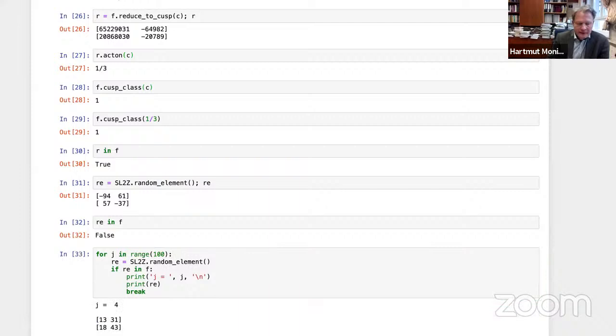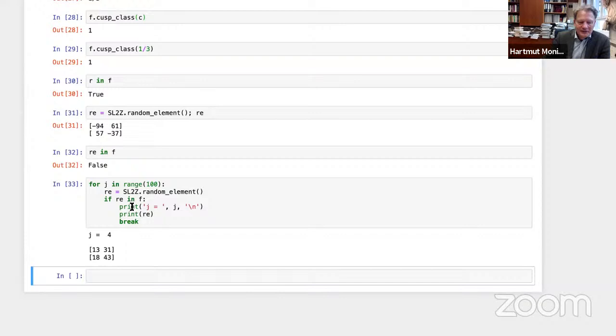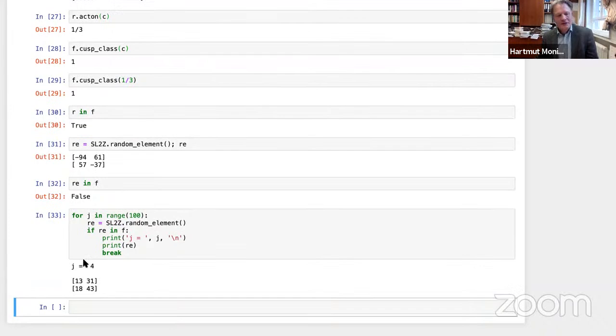Okay, here. So what I did here is I just generated up to 100 random elements in SL2Z. And then I just checked which of those is in gamma 06, in fact. And here you can see the fourth element is already in gamma 06, and you can see 18 mod 6 is 0. So that's actually true.